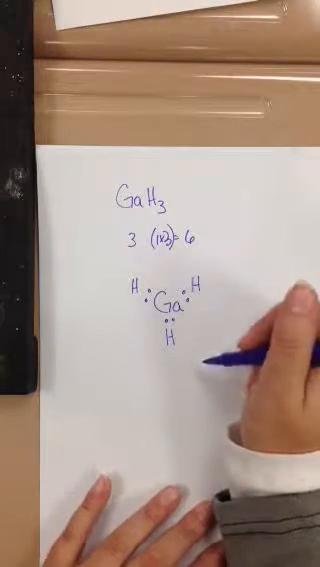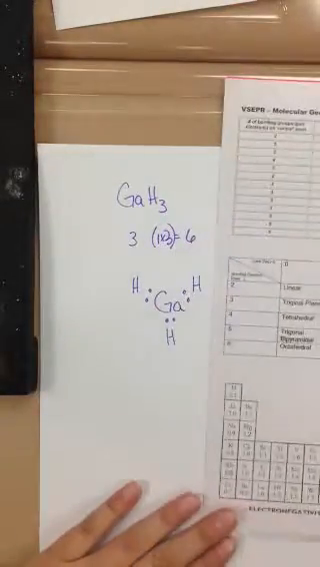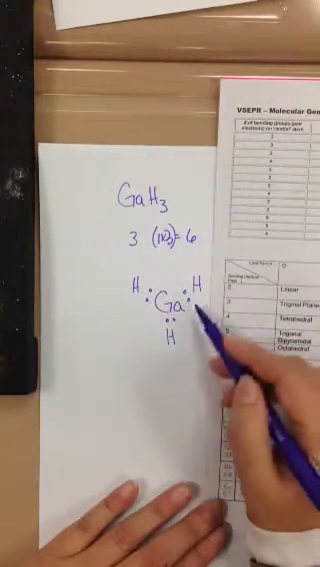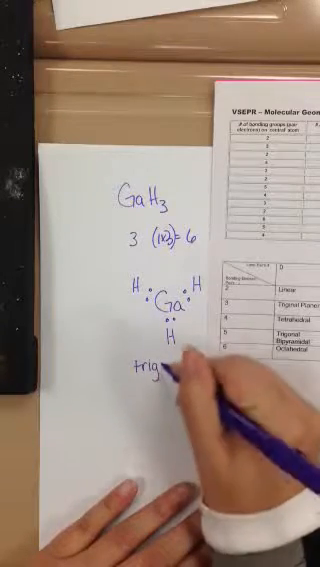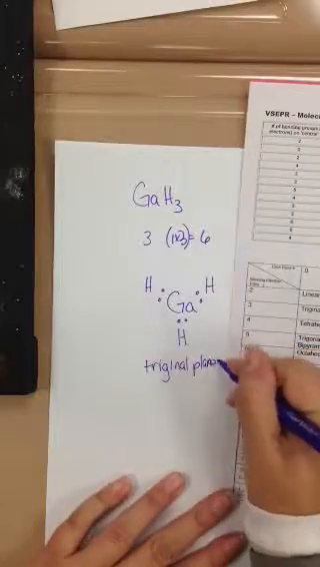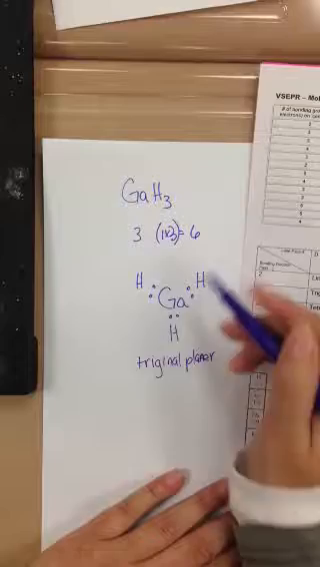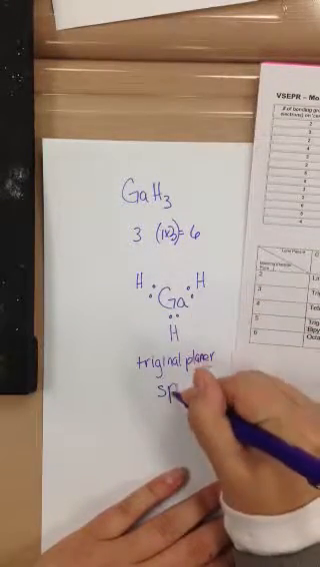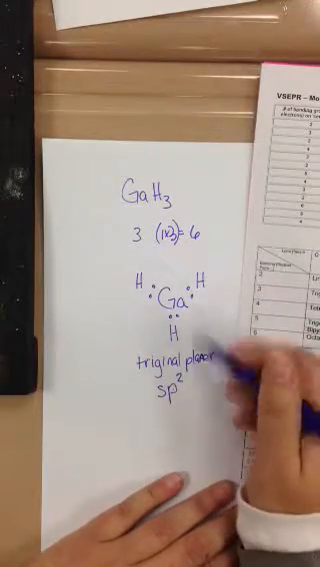Cool. So what shape is it? We go back to our trusty chart. How many bonding sites? 1, 2, 3. How many lone pairs? None. So this is trigonal planar. Our next problem is hybridization. The way we do hybridization is we look at the central atom. How many bonding states? 1, 2, 3. So it's sp2. 1, 2, 3. That's how that works. So sp2.